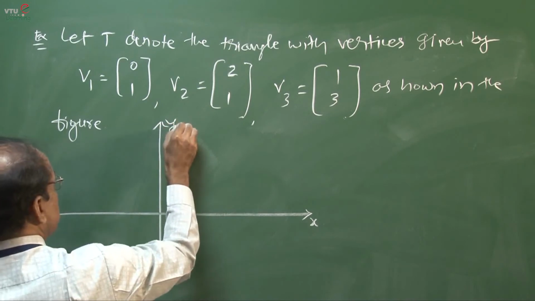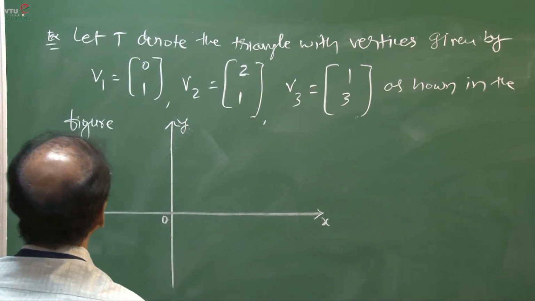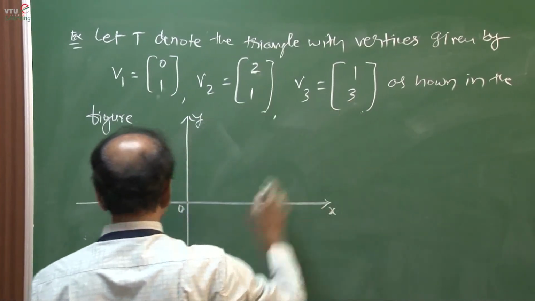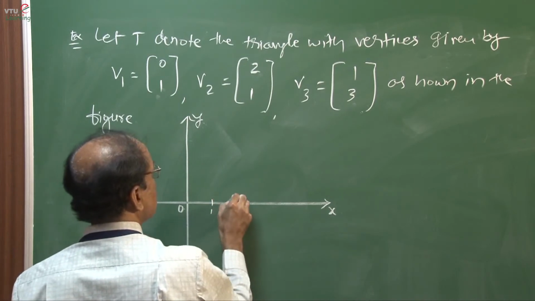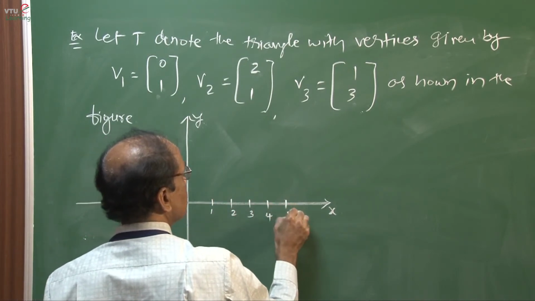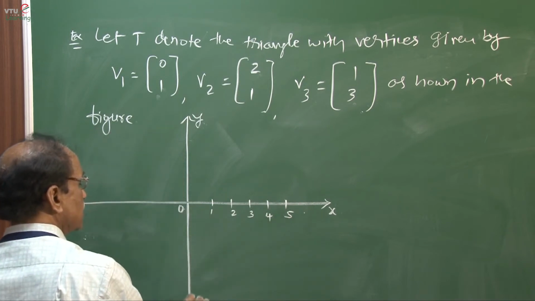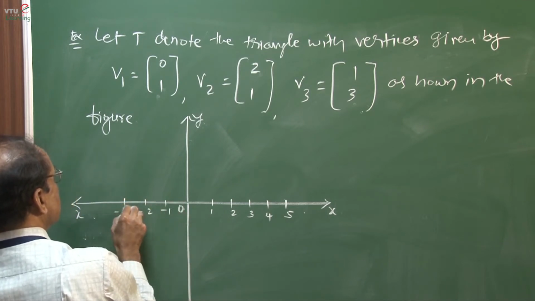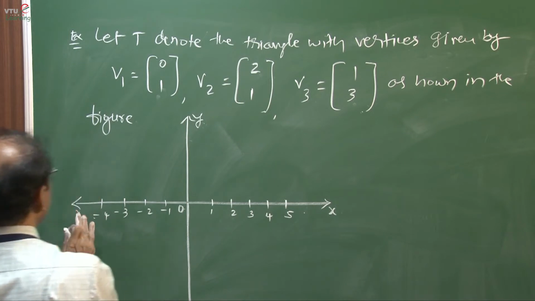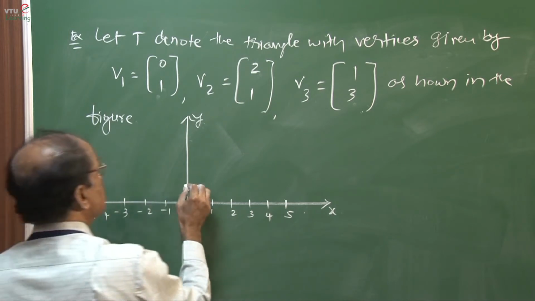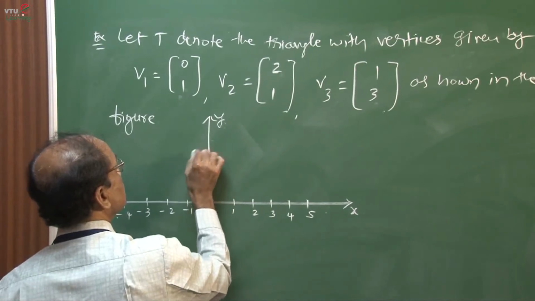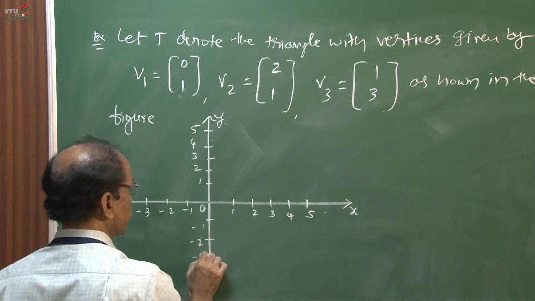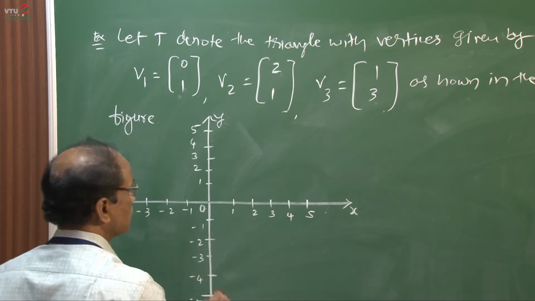This is x and this is y and this is 0. Now, this is 1, maximum is 2 and maximum is 3. So this is 1, this is 2, this is 3, this is 4, this is 5, and here on the y axis and negative x axis, that is -1, -2, -3, -4 and -5. This is +1, +2, +3, +4 and +5. This is -1, -2, -3, -4 and -5.